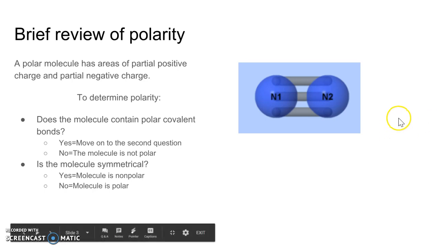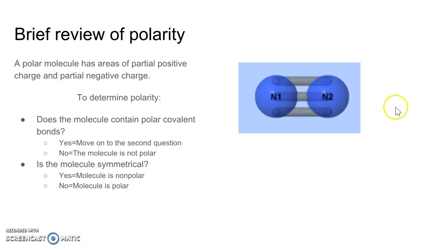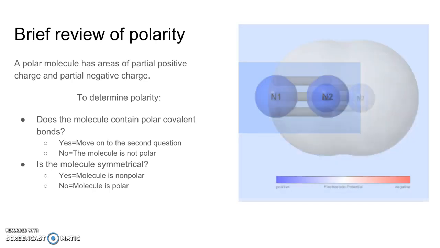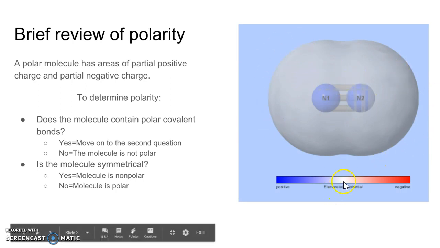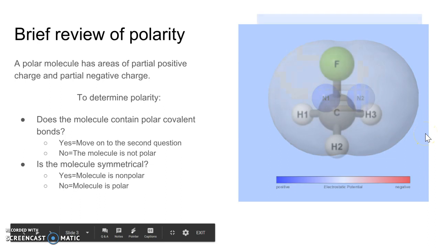If you take a look at dinitrogen over here, you have essentially nitrogen bonded to nitrogen. Well, what's the electronegativity difference going to be on that? Well, 0. So we should have a nonpolar molecule. That's exactly it, right? You see just a gray cloud around here. So that's smack in the middle of the electrostatic potential. It's pretty darn neutral.